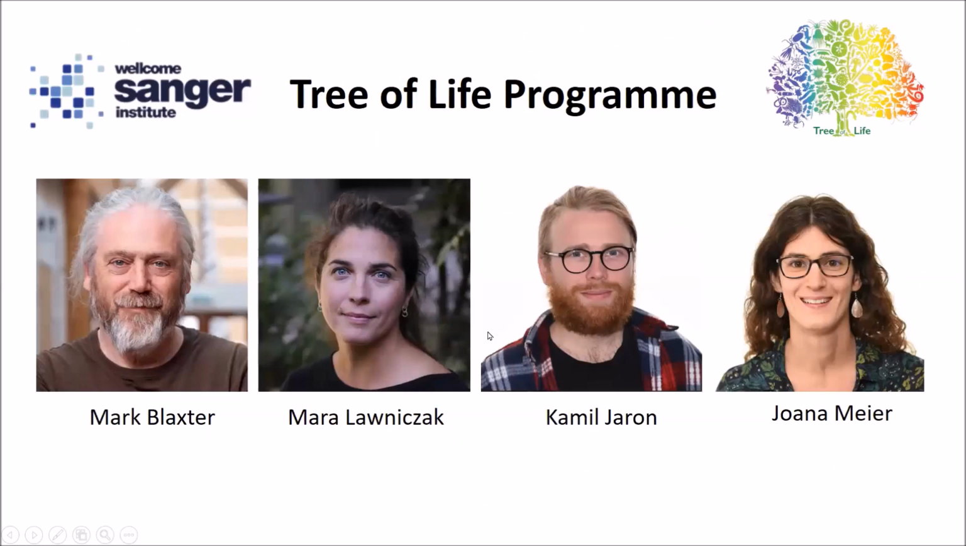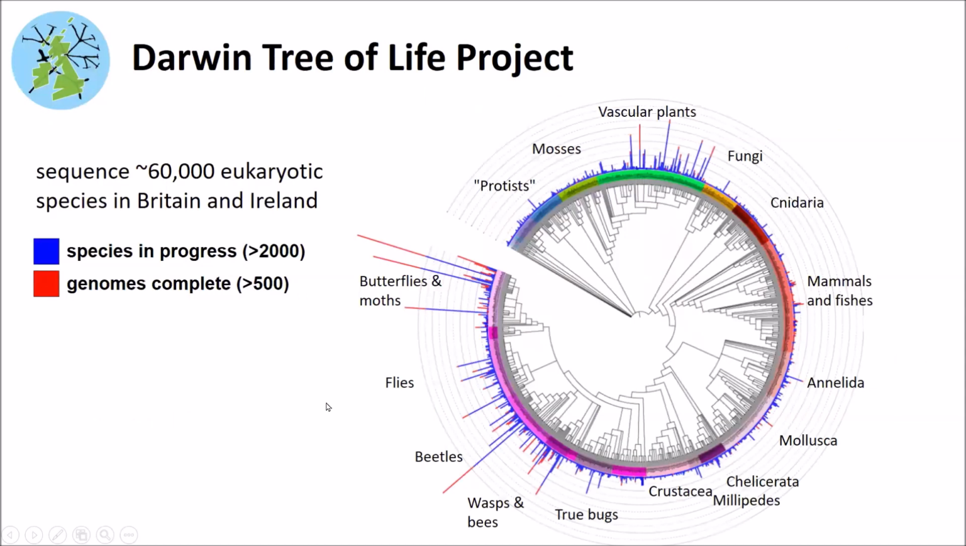This is possible because I'm now at the Tree of Life program, which is basically an institute or a department within the Sanger Institute. We are 4 group leaders. Camille just started last October, and I started in July. Mark Blaxter and Mara Lawniczak were the founders of the Tree of Life program. One of the key projects of this program is the Darwin Tree of Life project, which aims to sequence all 60,000 eukaryotic species in Britain and Ireland. We have recently celebrated over 500 genomes complete.